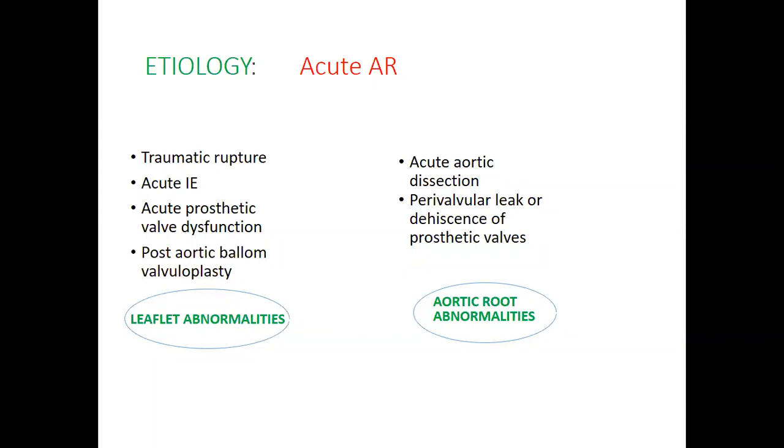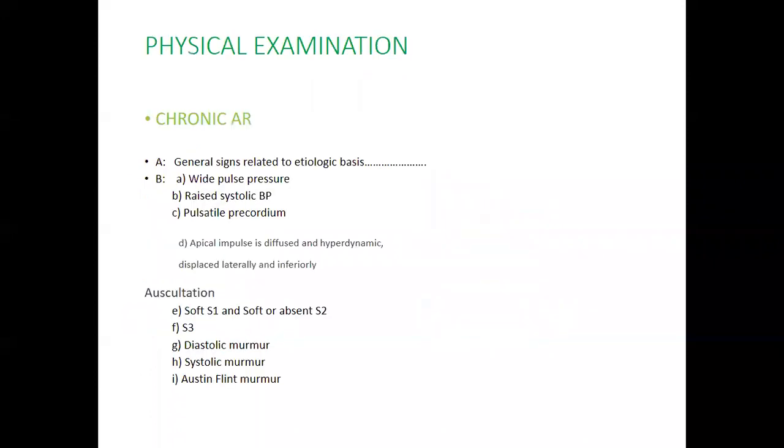In our part of the world, the most common patients you will find are those who have infective endocarditis, followed by dysfunction of a prosthetic valve in a patient who already has a prosthetic valve in place. Both the patients who have chronic AR and the patients who have acute AR have different presentations, different signs and symptoms. So we'll discuss them separately.